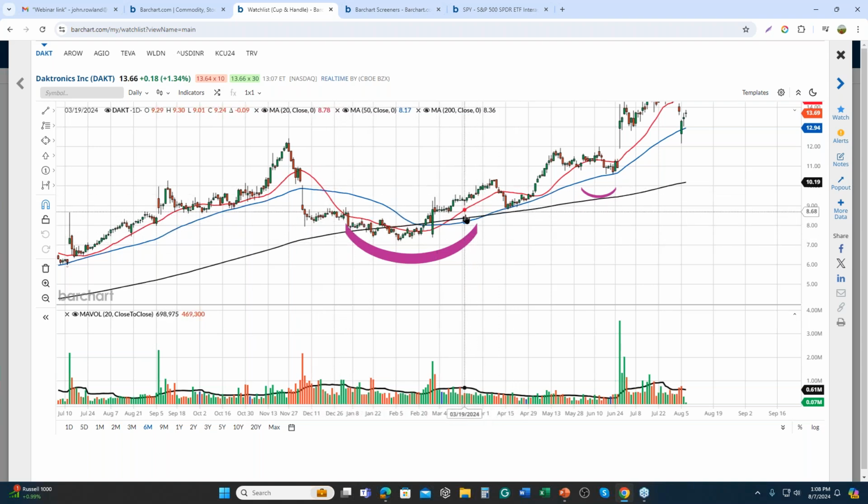Now the bottom rounding is found at the 200-day moving average. Just for reference here, the black line is the 200, the blue is the 50-day moving average, and the red is the 20. These are all simple moving averages. So this is kind of what we want to see.